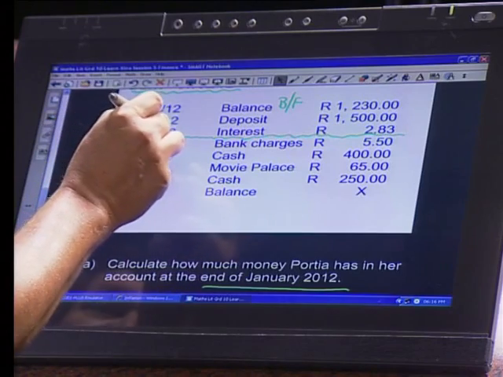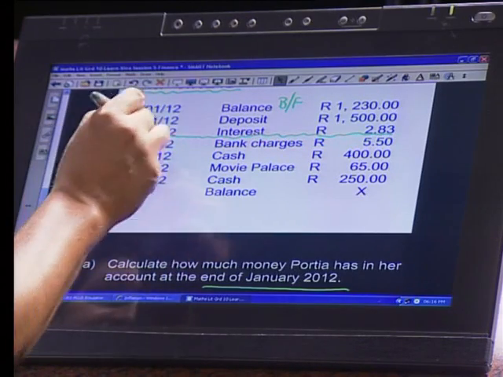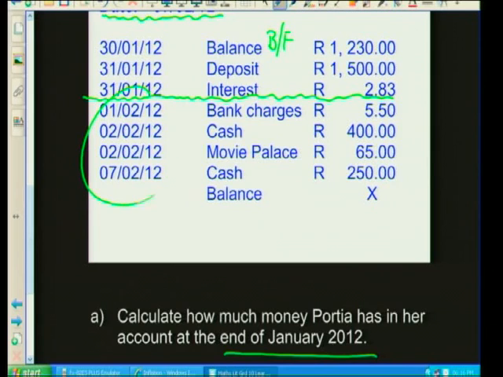In other words, it's all this amount of money over here. Everything I spend from the 1st through to the 7th. So how much am I spending? Well, I took 400 Rand cash out of my bank. I went to Movie Palace. I spent 65 Rand. I took another 250 Rand out of my account. So I either went off to the ATM or I went to the bank teller and said, "Hey, I want 250 Rand, please. I filled in the right forms. Give me the cash."